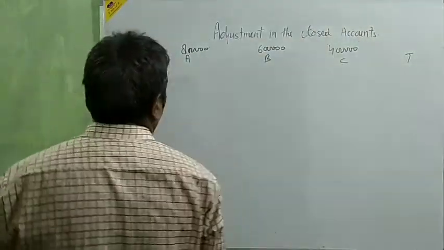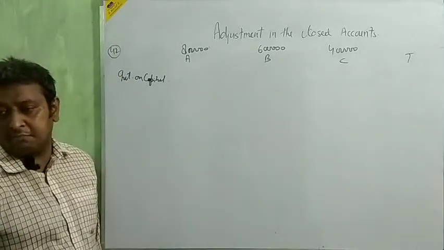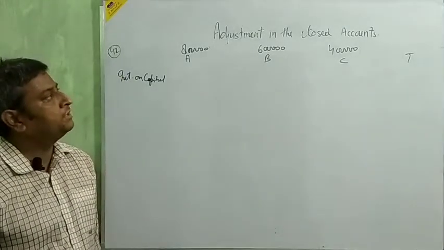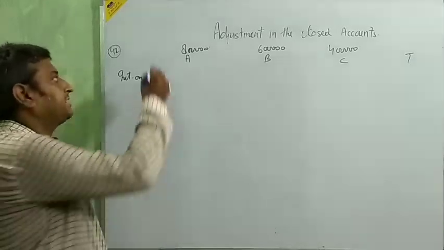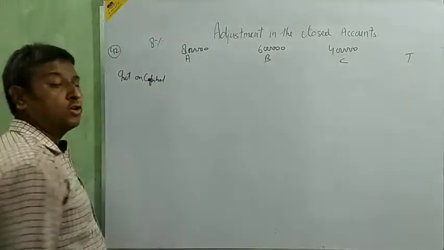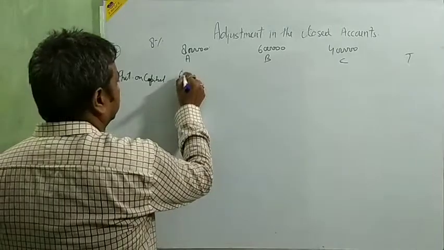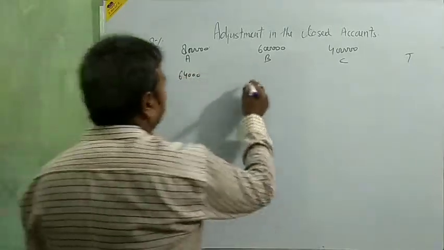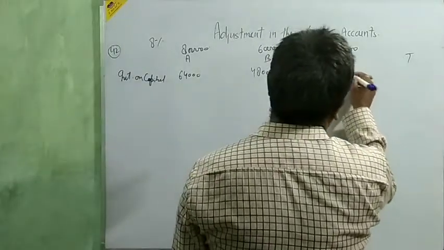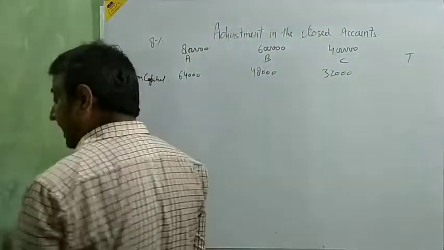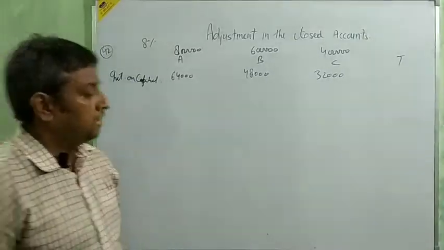And in that question, they only ignored or missed the interest on capital at the rate of 8%. Then go for solving this question in the familiar way. 8% is 64,000. 8% is 48,000. 8% is 32,000. This is the interest on capital that we missed to show.